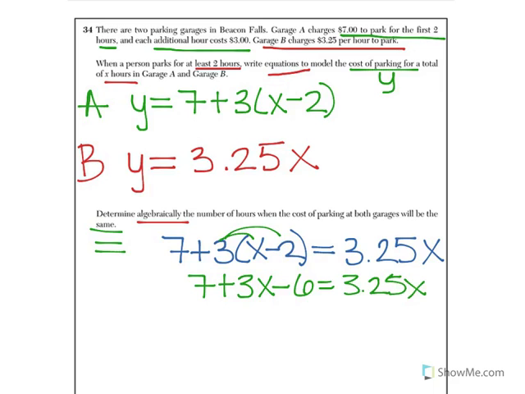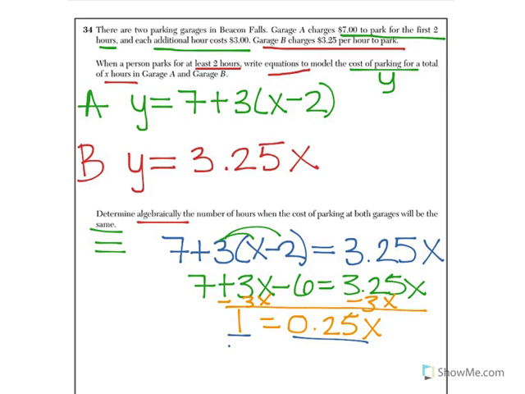I'm going to combine like terms on one side, and I will end up with 1. I'm going to also, at the same step, subtract 3x so I can isolate my x's. I'll end up with 1 equals 0.25x.